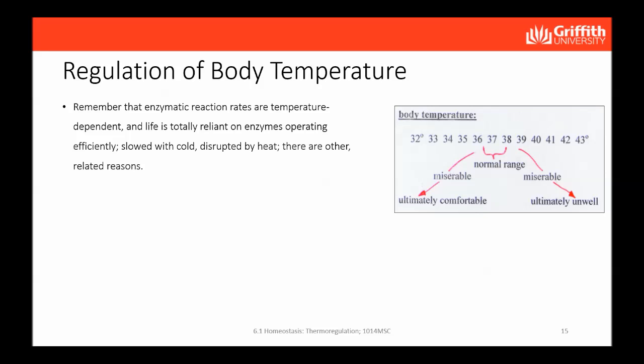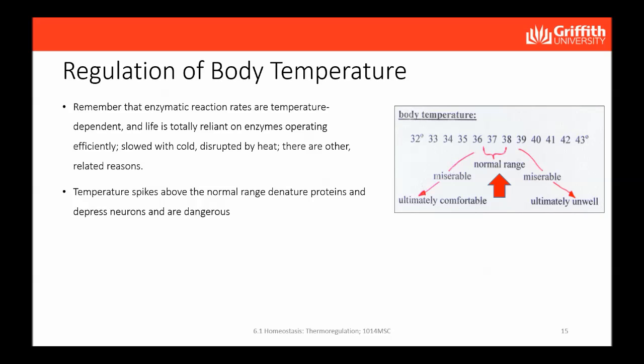As you may remember, most of the enzymatic reactions within our cells are temperature dependent. Life itself is entirely reliant on these enzymes operating efficiently. The efficiency of these enzymes can be slowed down with cold temperatures or disrupted by excess heat. When the temperature spikes above the normal range, it can denature proteins and depress neuronal activity. This change in the body temperature can have serious effects. Body temperature averages 37 degrees centigrade, plus or minus half a degree, and is usually maintained within the range of around 35 to 38 degrees centigrade, despite a considerable change in external temperature.